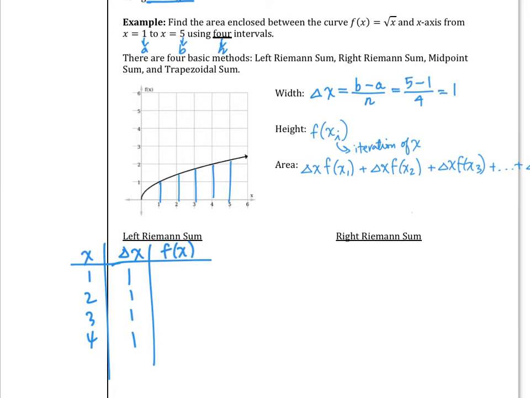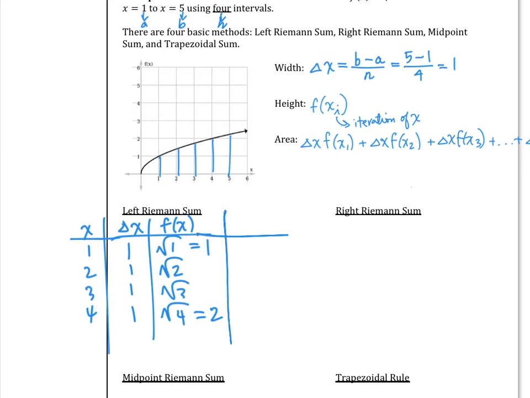Well, the height is based on the function square root x. So we're just taking square root 1, square root 2, square root 3, square root 4. Well, this is 1, this is 2. The other ones you have to use the calculator. All right, so then the area is basically width times height. That's going to give you area. So this is 1, square root 2, square root 3, and then 2. And then the total area is when you add them all together, which in this case is 6.146.